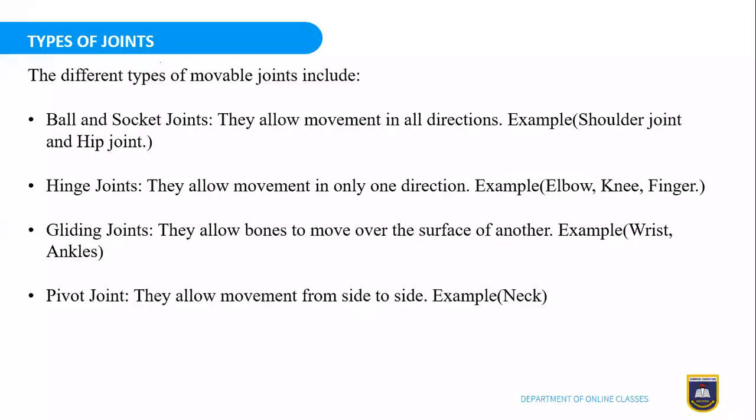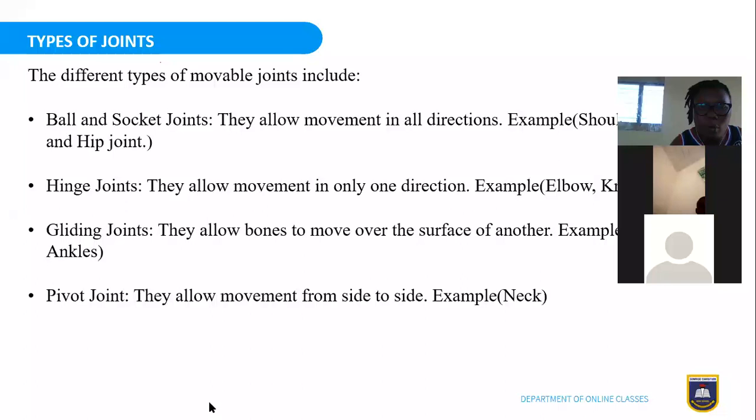Ball and socket joints allow movement in all directions. That is why you are able to move your shoulder in any direction. Places in which you can find ball and socket joints are the shoulder and the hip joints. As I'm sitting here, I am able to move my shoulder in any direction because the joint there is called a ball and socket joint.